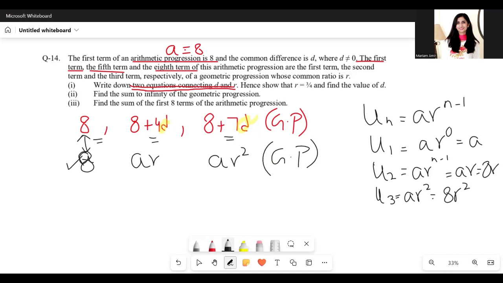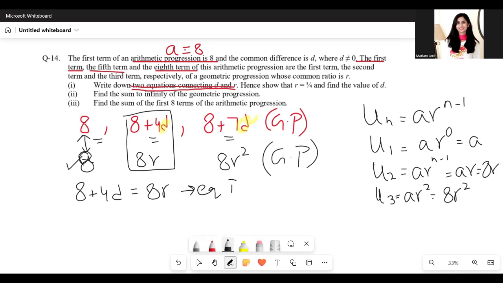And we need to form two equations connecting D and R. So the first equation is going to be this. 8 plus 4D is the second term of this GP, and instead of A, we're going to write 8 because A is 8. It is equal to 8R. Let's call this equation 1. We can even simplify it. I'm going to divide both sides by 4. So I get 2 plus D equals 2R. I'm going to call this equation 1.